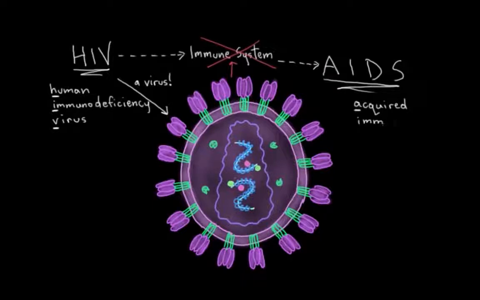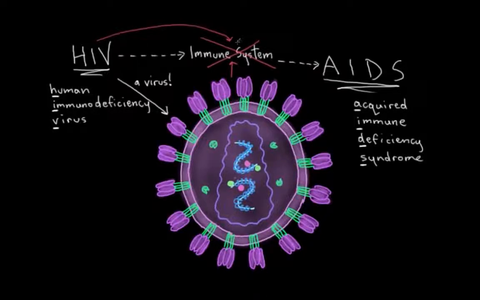Acquired immune deficiency syndrome. So right away, you already get a sense that HIV attacks your immune system so destructively that you end up acquiring an immune deficiency syndrome. It puts you into a state of immune system failure, so you end up not being able to fight off even the most basic infections. And this immuneless state is what we call AIDS.